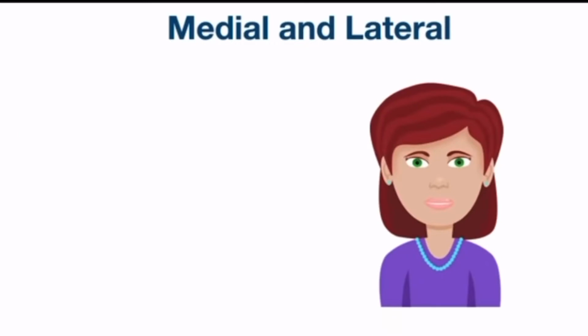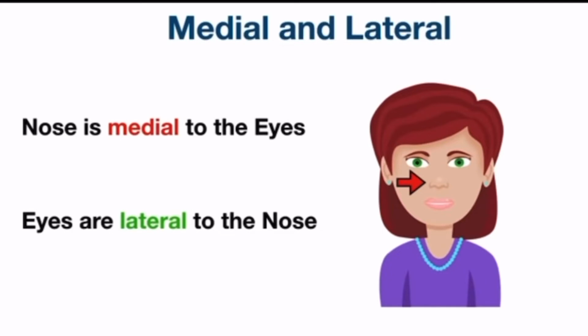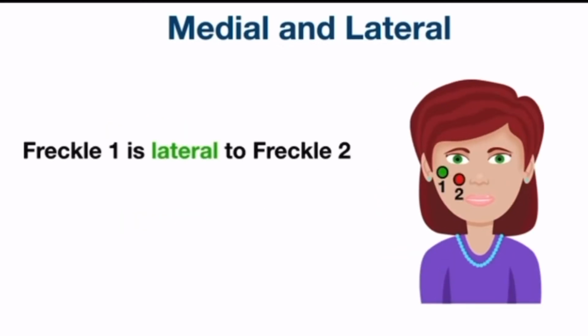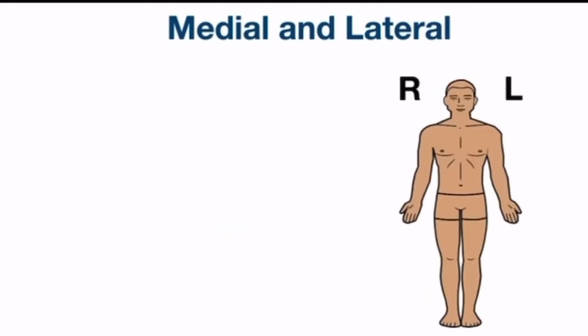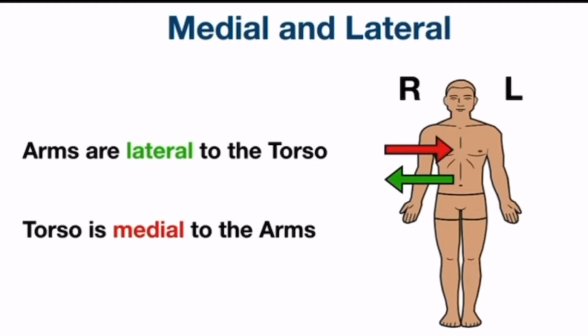Let's look at some examples of medial and lateral. We can say the nose is medial to the eyes because the nose is more toward the midline compared to the eyes. We can also say the eyes are lateral to the nose because the eyes are more toward the side of the body compared to the nose. If the woman had 2 freckles on her face, as shown on the image, you could describe freckle 1 as being lateral to freckle 2, or you could say freckle 2 is medial to freckle 1. If we go back to our original image, we can see the arms are lateral to the torso, and the torso is medial to the arms.